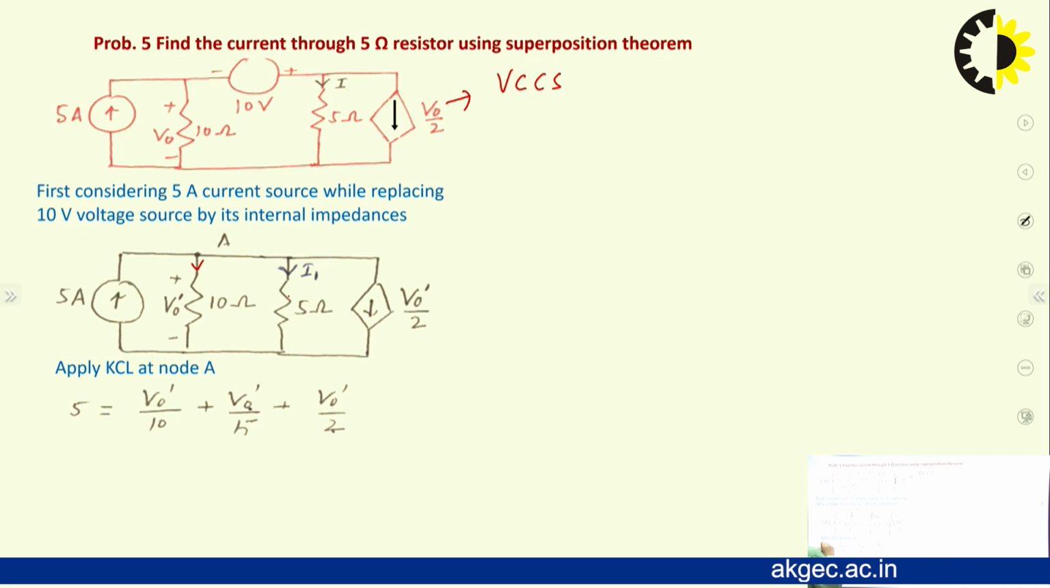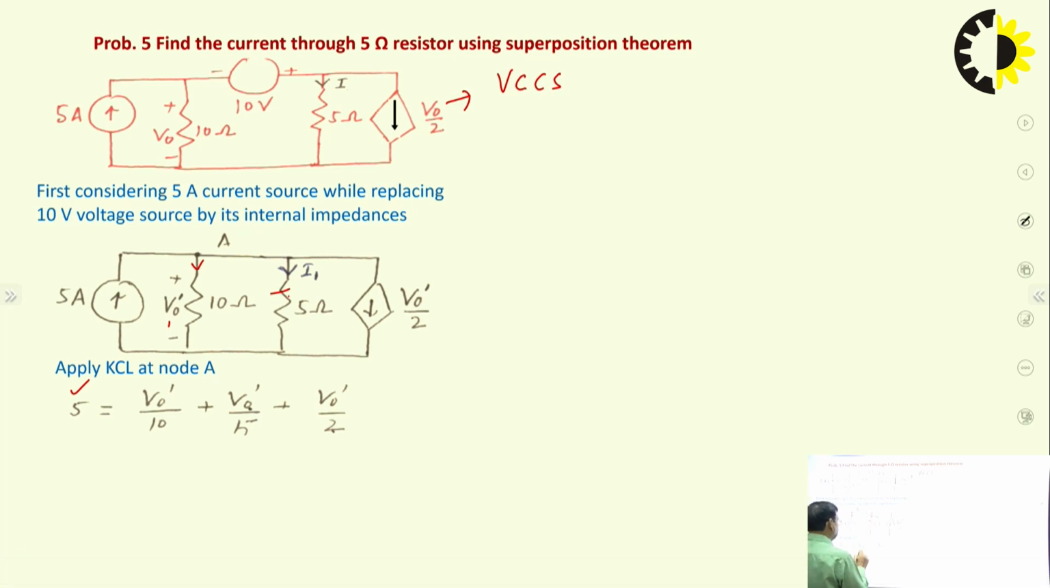This is the first one, approaching towards node A. V0 dash upon 10 is the current through this 10 ohm resistor. And again V0 dash upon 5, because the 5 ohm and 10 ohm are in parallel, so the voltage across the 5 ohm resistor will also be V0 dash. So V0 dash upon 5 is the current through the 5 ohm resistor, plus this current V0 dash upon 2. So we can get V0 dash is equal to 50 upon 8 volt.